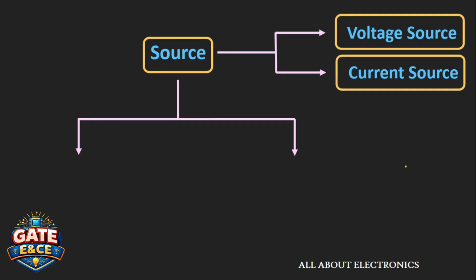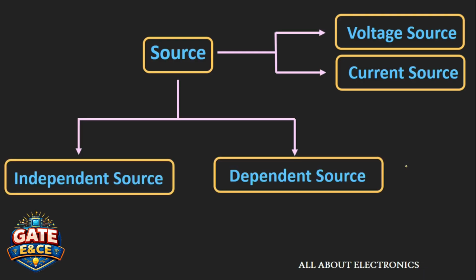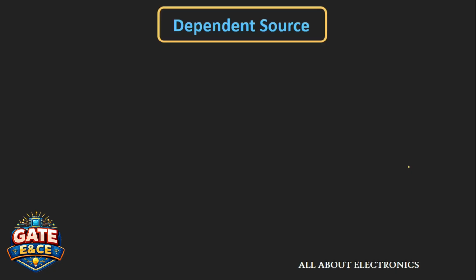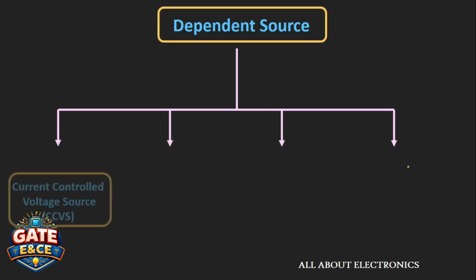Now let's summarize what we have seen today. Today we have seen two different kinds of sources. The first one is the independent source and the second is the dependent source. The independent sources are the sources whose output value does not depend on any of the circuit parameters, while the dependent sources are the sources whose output value depends upon either the voltage or current at some other part of the circuit. This dependent source can be classified into 4 different categories.